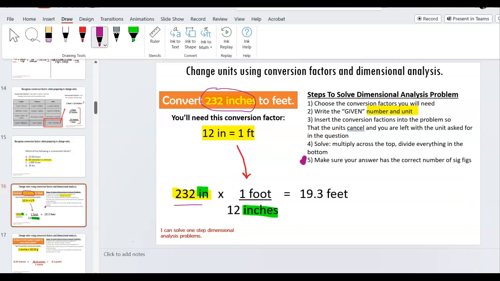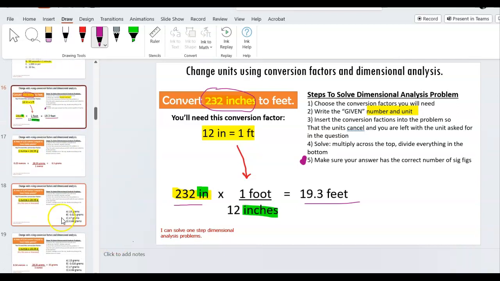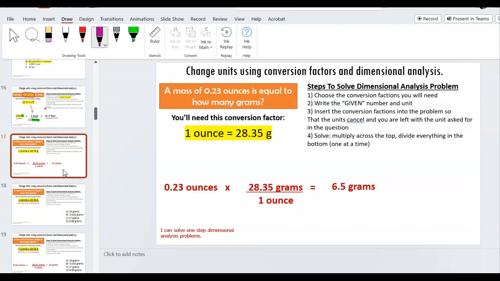So that's why I wrote 19.3. And again, units are super important moving forward, so you shouldn't just write 19.3. It should be 19.3 feet. Make sure the unit's included. Okay, so that's really it for one-step dimensional analysis. I'm going to flip through a few questions, and as I'm doing that, you can pause if you want to try them. This is one more example that I shared in class.